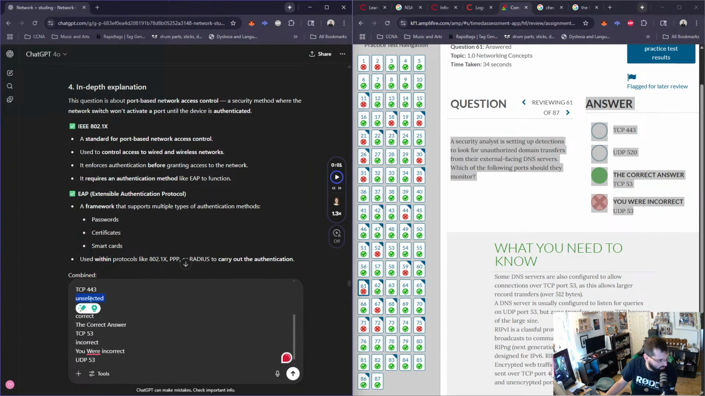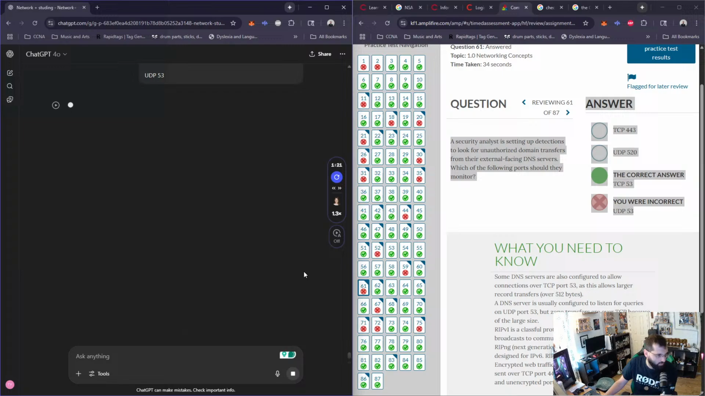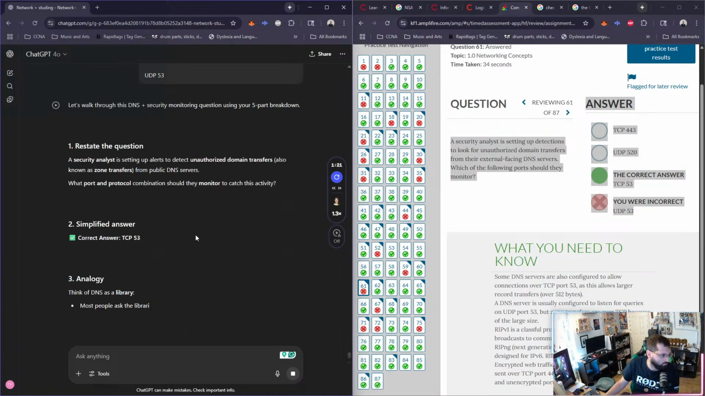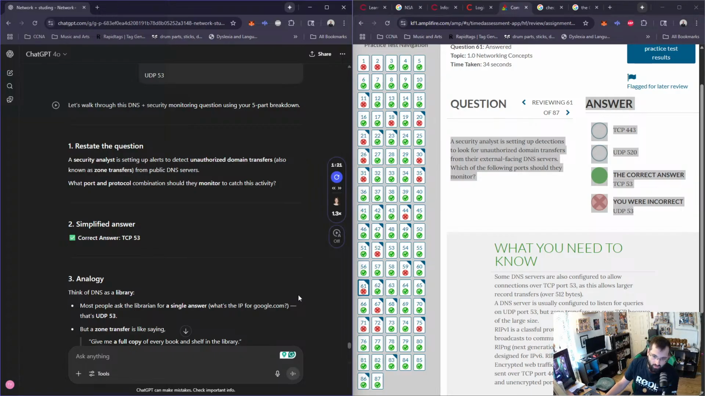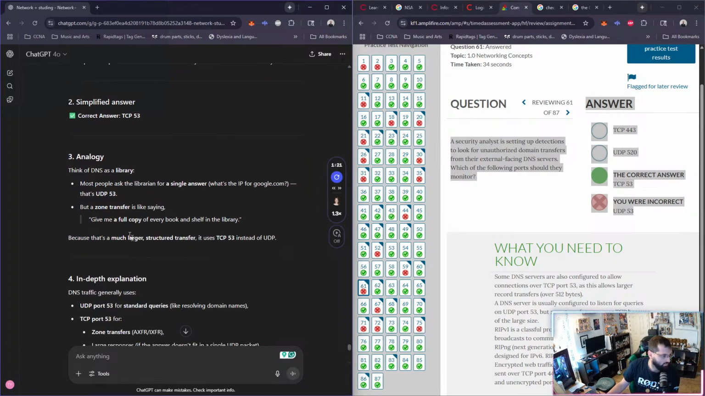This one has discrepancies because depending on what article you read, what AI you use, it's going to say that it's UDP 53. But yet it says TCP 53? Man. Give me an analogy. Help me.